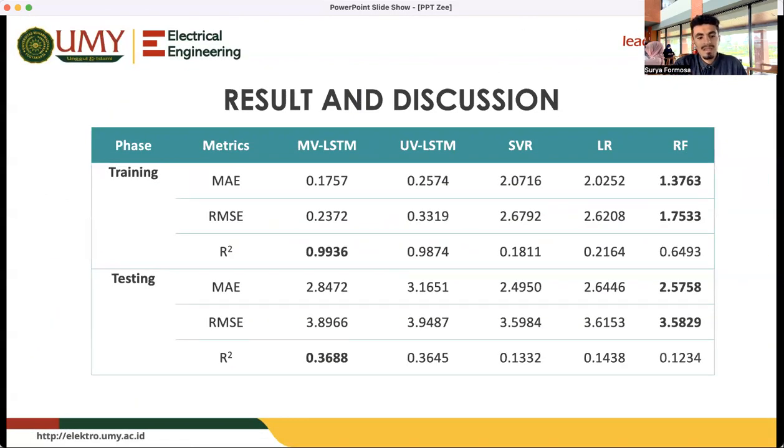Results and discussion. We can see here in training and testing, the highest result for training is 0.9936 in multivariate LSTM, and in testing, the maximum value was 0.3688. And for training, the RF, the highest number was 1.7533, but in testing, the highest value was 3.5829.